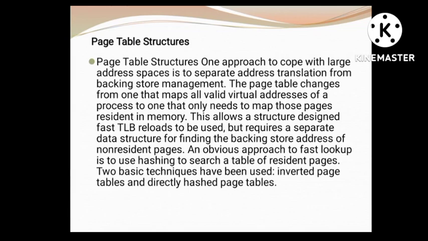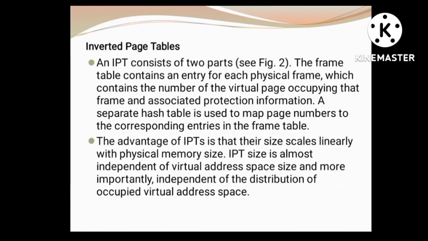An approach to fast lookup is to use hashing to search a table of pages. Two basic techniques have been used: the inverted page table and the directly hashed page table. Inverted page tables. An IPT consists of two parts. The frame table occupying the frames and associated protection information. A separate hash table is used to map page numbers to corresponding entries in the frame table.